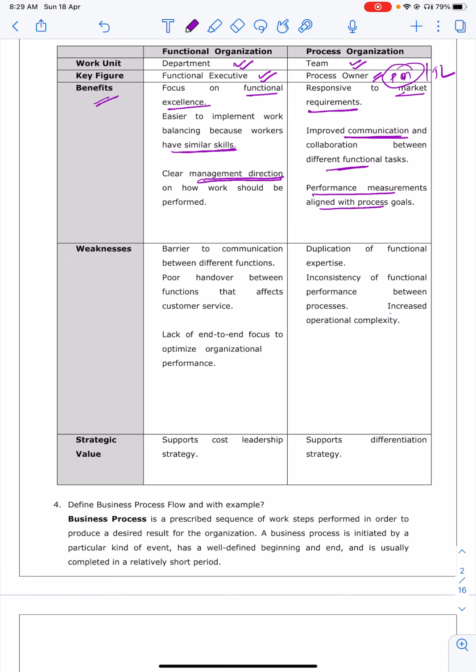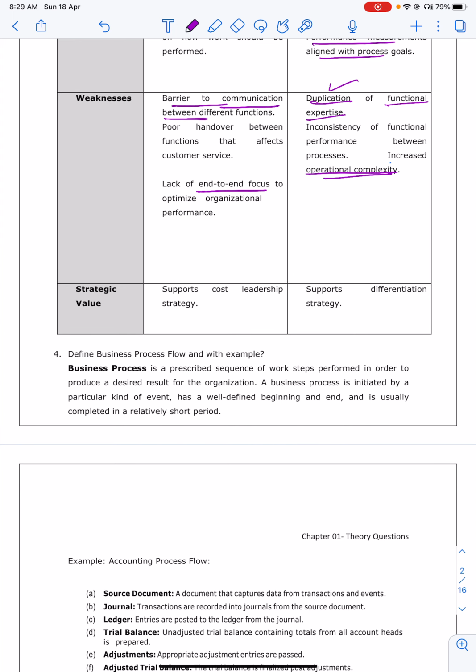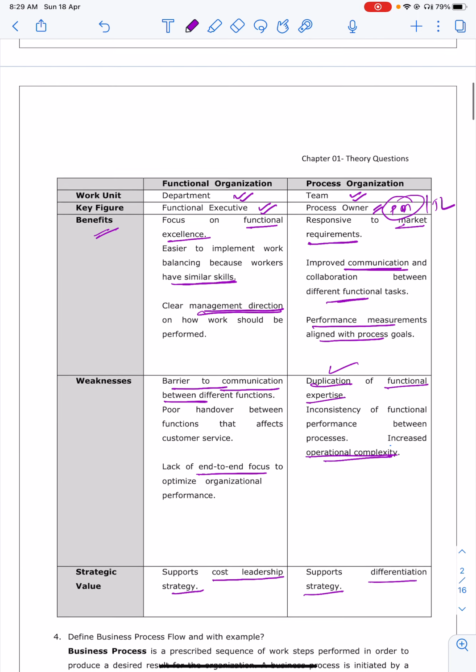What is the weakness? In function based organization, we always have a communication gap, a barrier to communication. Here, what is the problem? Functional expertise duplication. Next, they lack end-to-end focus. Here it is operational complexity, which is when we have to use function base. If you want to become a cost leader, then you need to adopt this particular process. If you want to differentiate your product from others, then you need to adopt process orientation. So this is the difference between functional organization versus process organization.